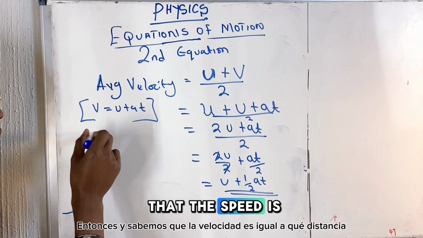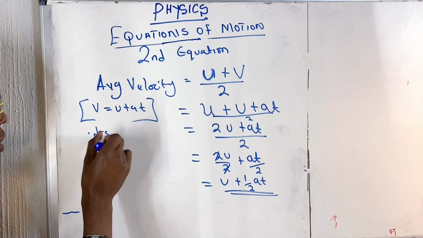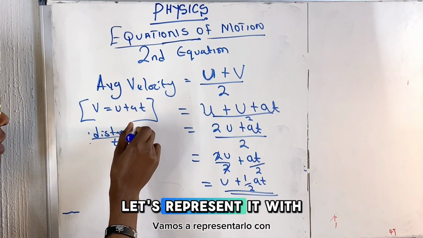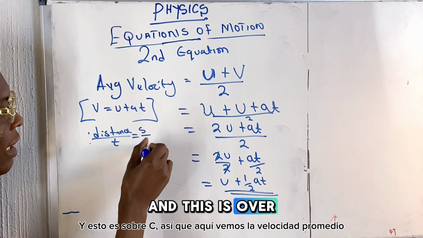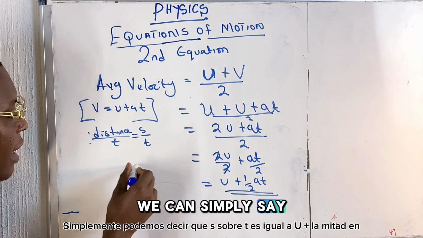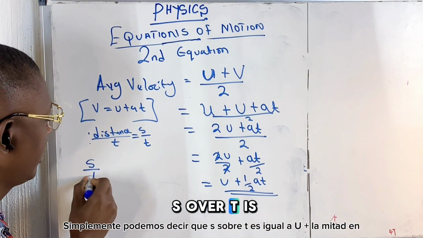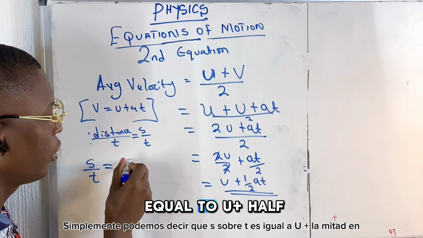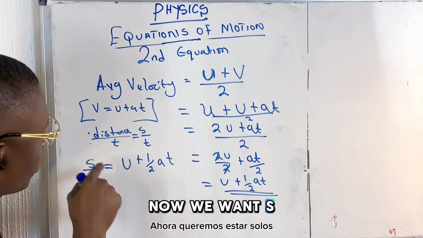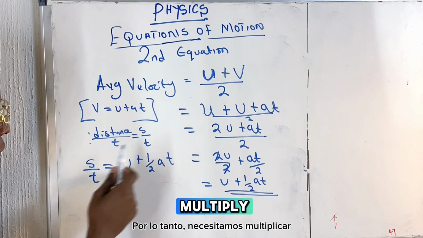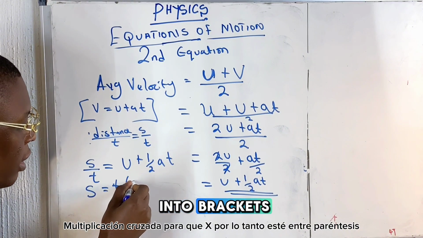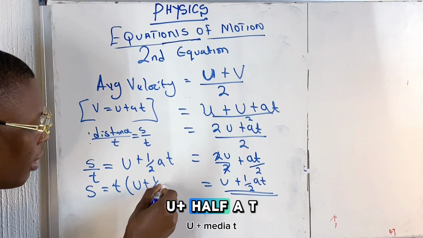And we know that speed is equal to distance over time. Now this distance, let's represent it with s, and this is over t. So here, average velocity, which is also the same thing as speed, we can simply say s over t is equal to u plus half at. Now we want s to stand alone, therefore we need to cross multiply. So s therefore will be t into brackets u plus half at.